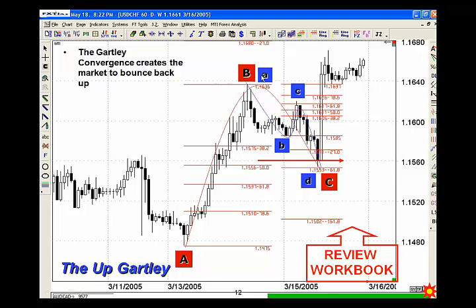Look how the market went right to the pip of the 618. And there's where it bounced. It made a lot of buying pressure, and the market started rallying up to its extension.